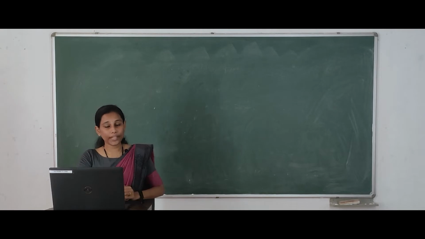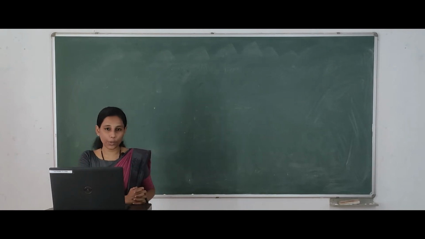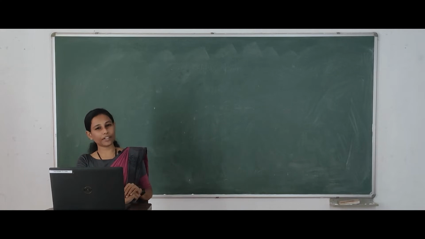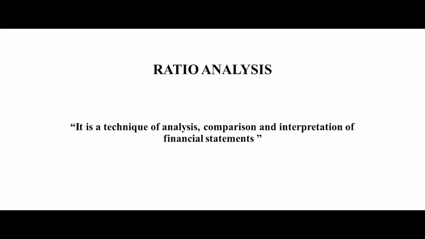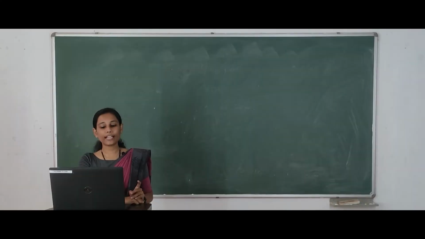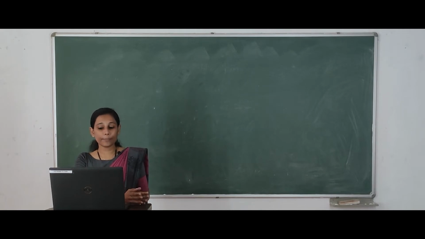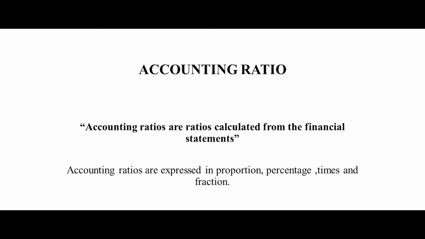Next, accounting ratio. We are going to the main topic, accounting ratio. What do we mean by accounting ratio? Accounting ratios are ratios calculated from financial statements, or we can simply state that accounting ratios are ratios calculated from accounting information. When we collect the firm's balance sheet or financial statements, we are discussing the ratios related to them. On the basis of accounting information, we calculate the accounting ratio.